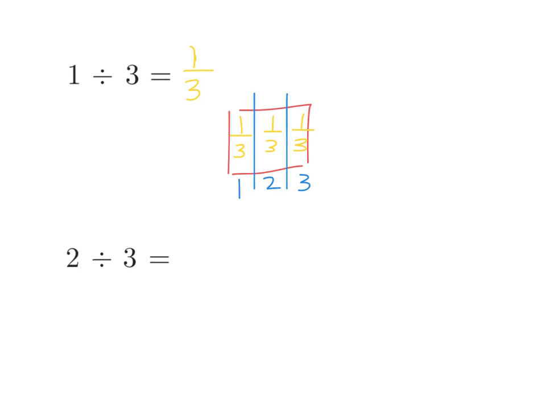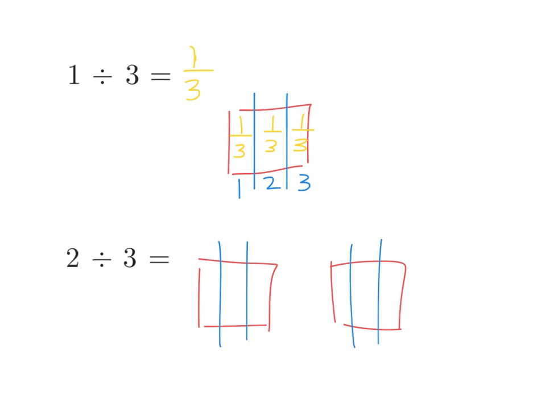Cool. Now, how many cookies are there in this problem? 2 divided by 3. What's our whole? 2. We're starting with 2 cookies. Go ahead and draw them. We want to divide each cookie into how many parts? 3. So I'm going to divide this cookie into thirds and this cookie into thirds too.